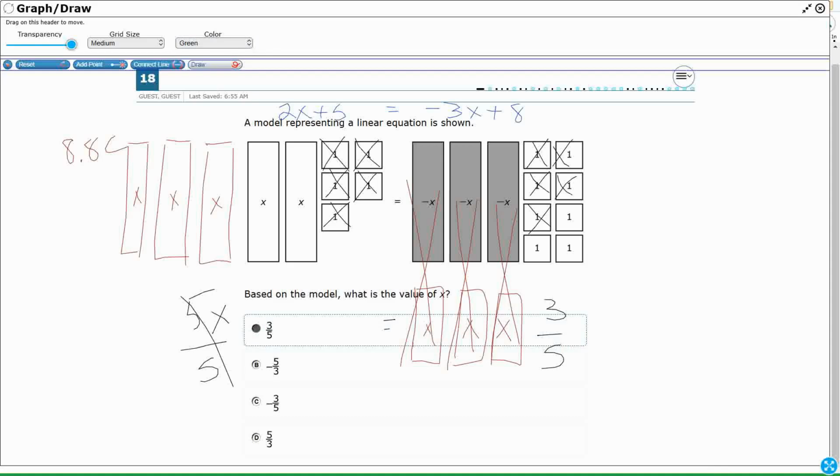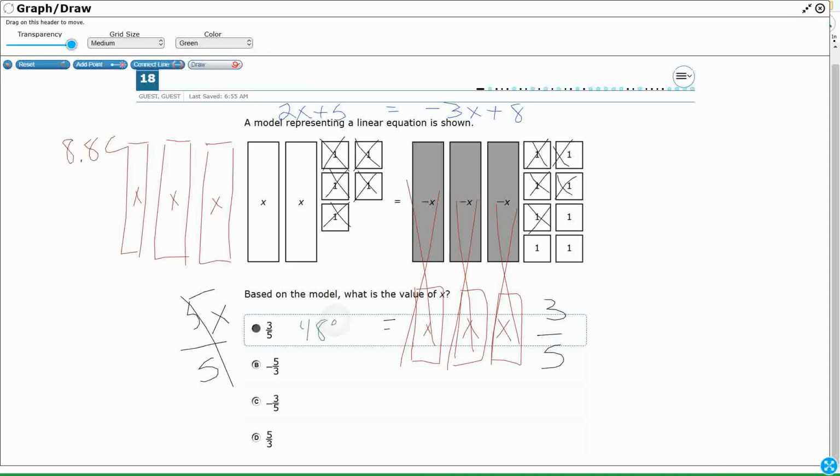Let's see how we did here. We had 48% of our students get this correct, so not that great. We had 24% get negative 3/5, right? So we started out correct, and then obviously we just made that sign error right there.